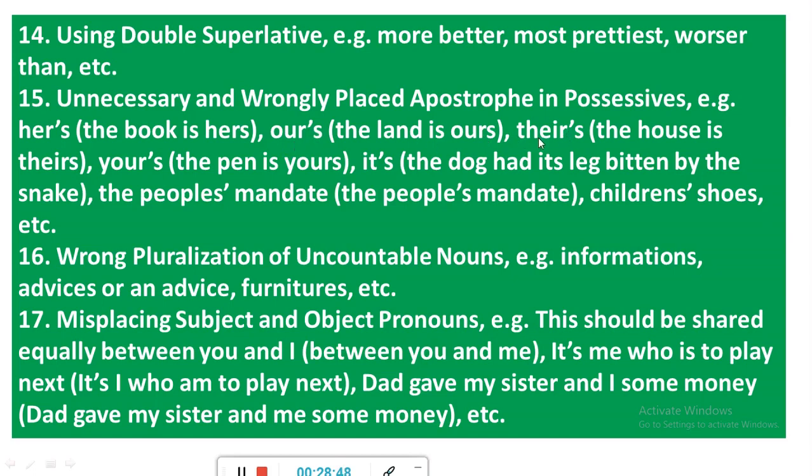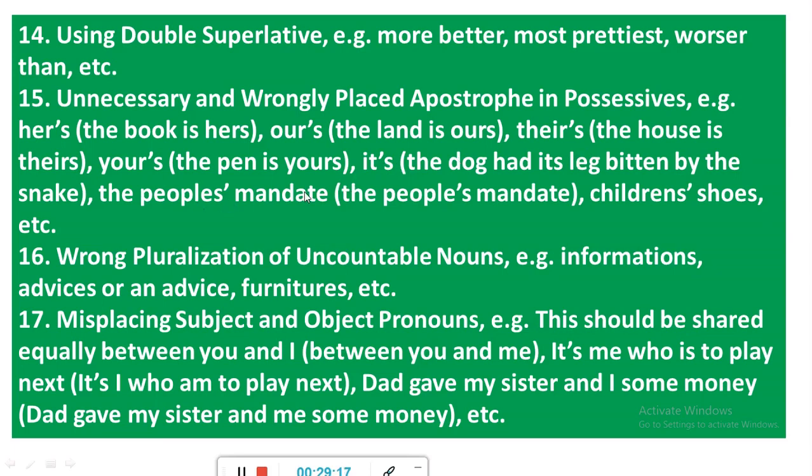The same thing applies to theirs, T-H-E-I-R-S. You don't have to put apostrophe before S. The house is theirs. The pen is yours. It's the dog. The dog had its leg bitten by the snake. Okay, so you don't have to put apostrophe before s in its leg.